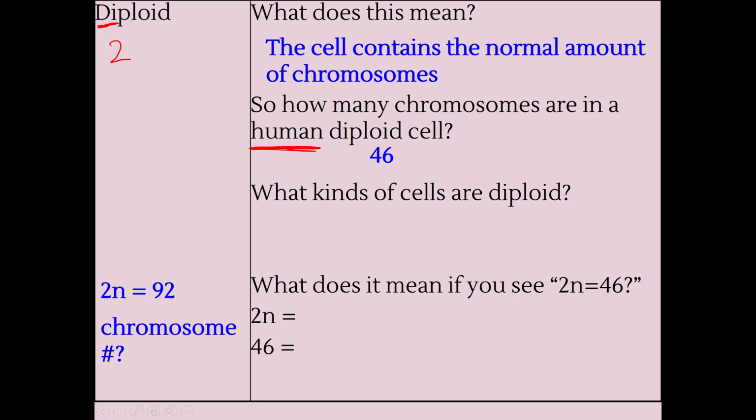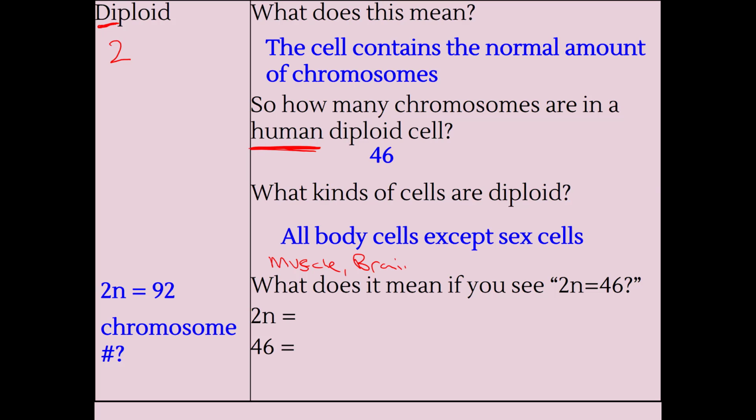Now, in our body, we can find tons of cells that are considered diploid. It's going to be all of our body cells except for sex cells. So body cells can mean muscle cells, brain cells, skin cells, basically every single cell in your body except sex cells.